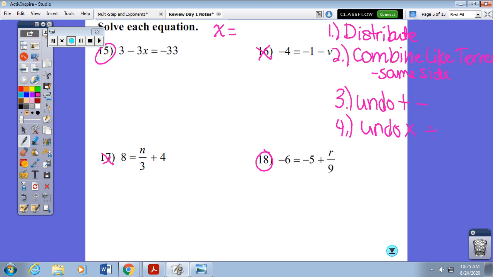Alright, so let's look at 15. We want to get the x by itself. We are not going to do anything with that because that's multiplication. We've got to deal with this 3 that's out front. It's a plus 3, so I'm going to subtract 3.